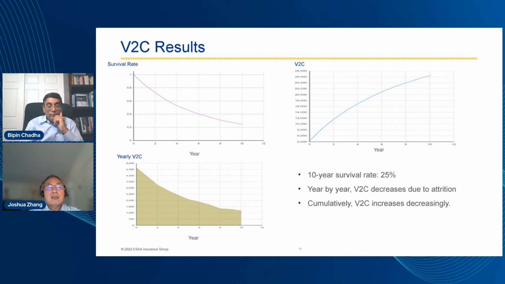Here are the results for V2C, value to customer. The graph on upper left, the pink line, is the survival curve, which shows that the 10-year survival rate is 25%. On the lower left is yearly V2C, which is decreasing due to attrition. After a customer cancels policies, the value for the years afterwards becomes 0. On top right is the cumulative V2C, which increases, but the increase rate is getting lower and lower due to attrition again.